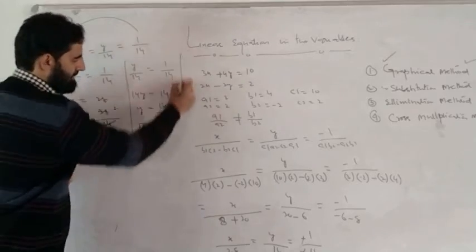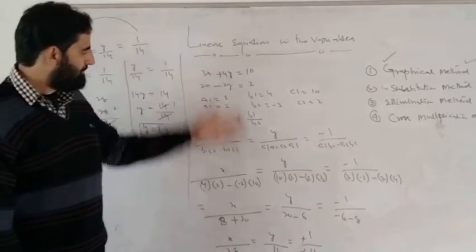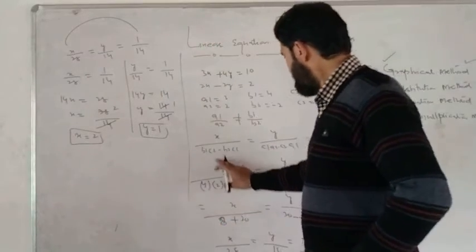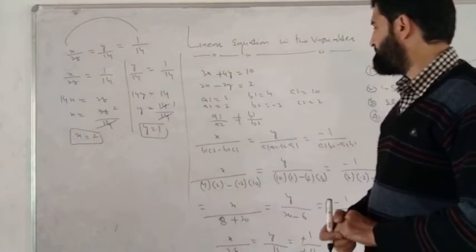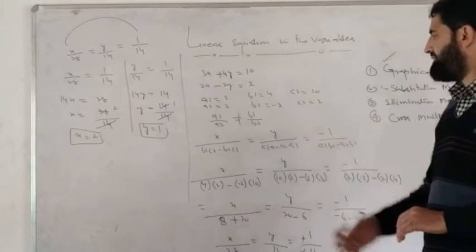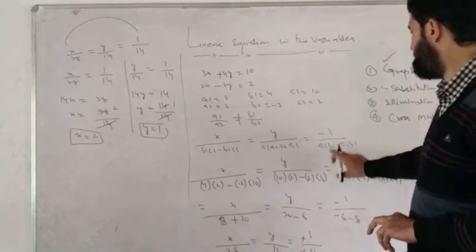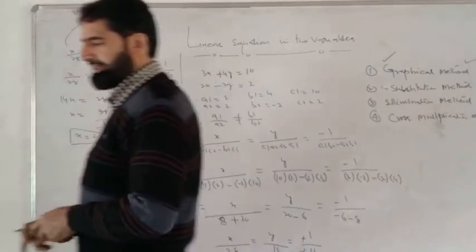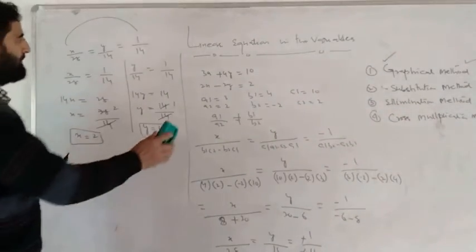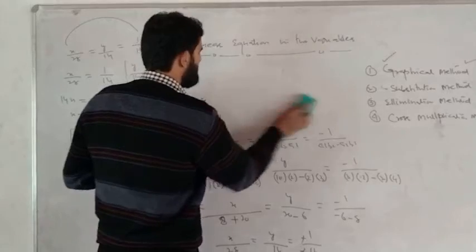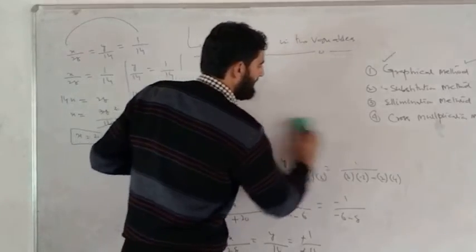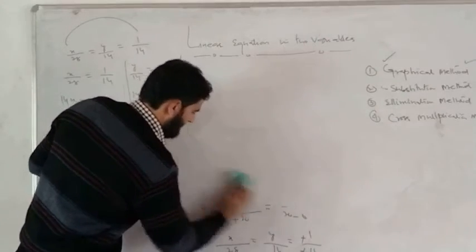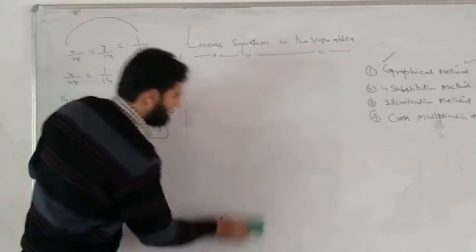So this is very simple. Once you are able to apply this formula, x divided by b1 c2 minus b2 c1 is equal to y divided by c1 a2 minus c2 a1 is equal to minus 1 divided by a1 b2 minus a2 b1, I think this gets simpler to solve. Now let's attempt one more question so that things will get clear.